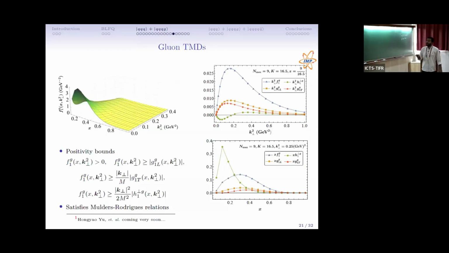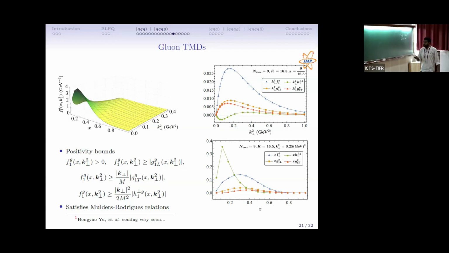First, this is the gluon TMD for the unpolarized case. This is the three-dimensional structure with x and k perp square, and these are the cross sections for fixed values of x. We see this is the F1. This is, I think, G1L, G1T, and this is the H1 perp. We see that there is a transition for H1 perp from positive to negative, and these are the cross sections in x when k perp is fixed. Another important thing is that our calculation satisfies all these positivity bounds, I mean, all those mentioned here.